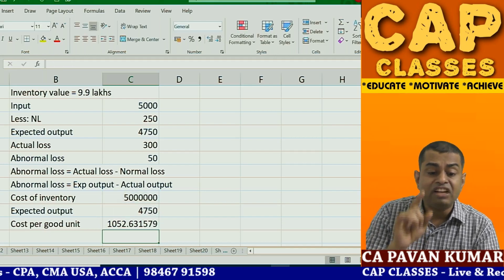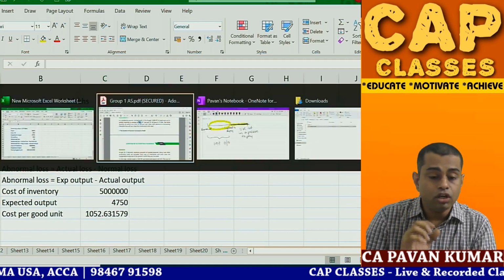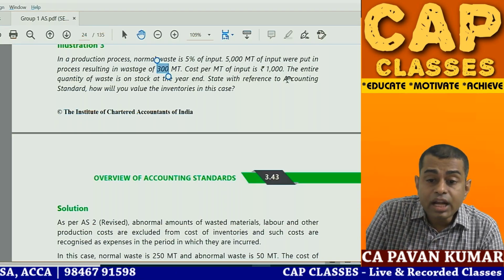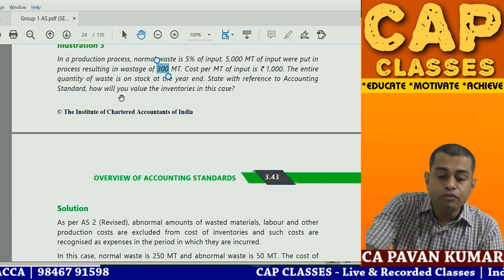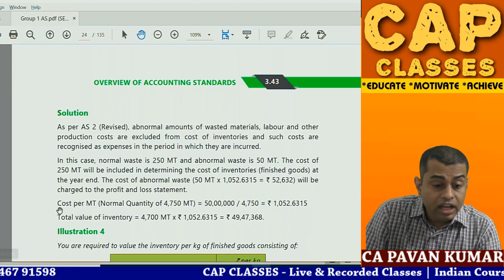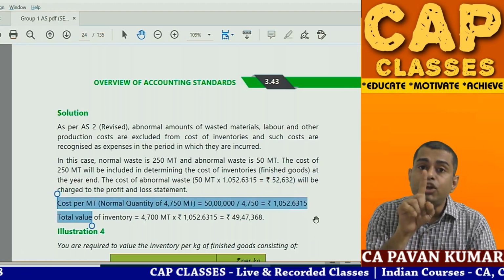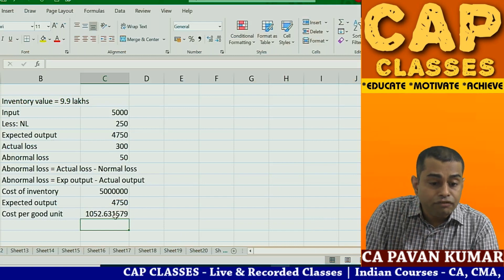Cost per good unit is 1052. Now, state with reference to the accounting standard, how will you value the inventory in this case? Simple. Look here, cost per metric ton, they have given 1052.63. That is what we got, 1052.63.